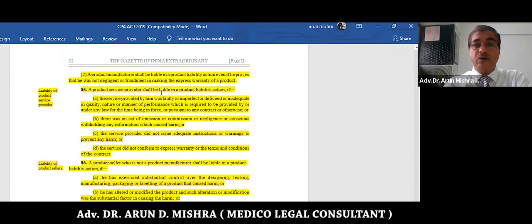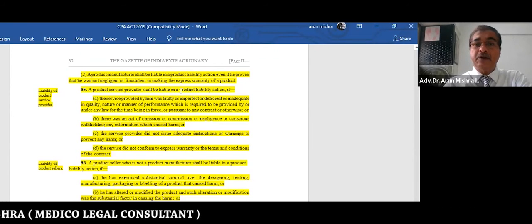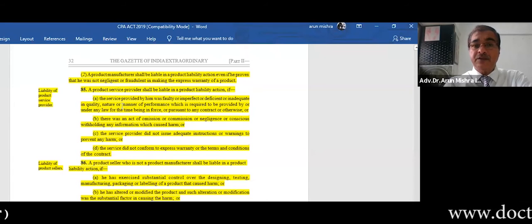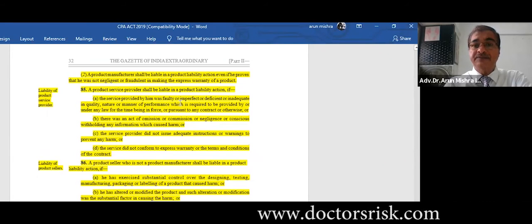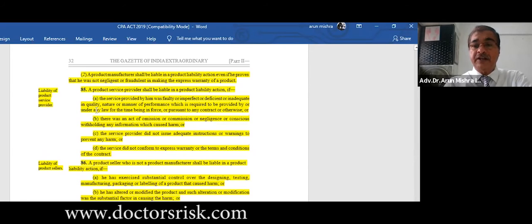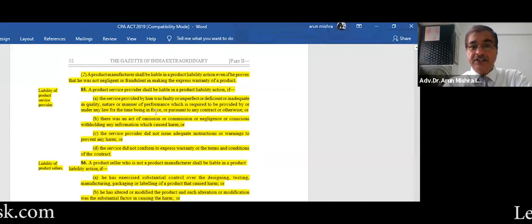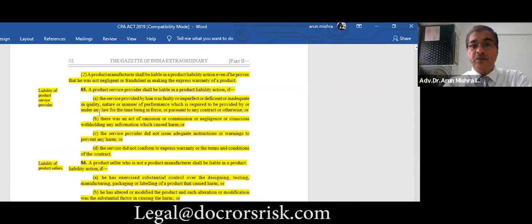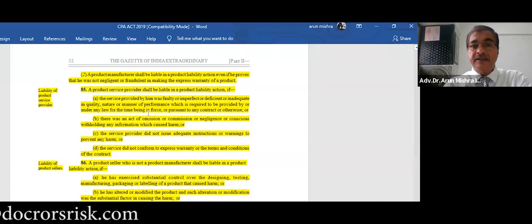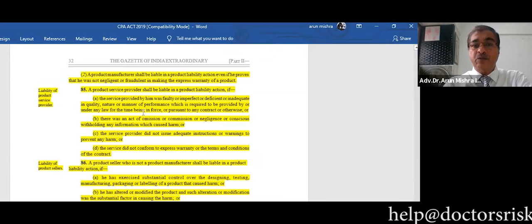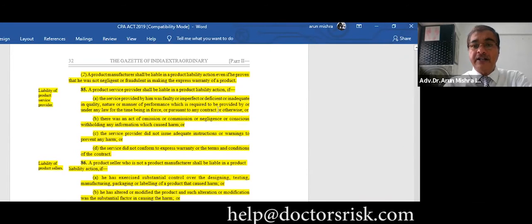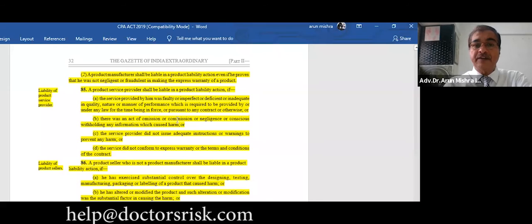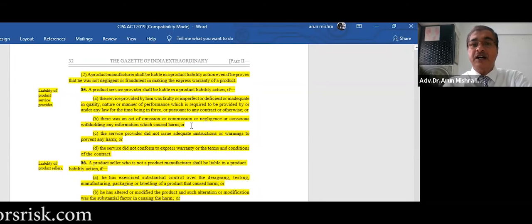A product service provider shall be liable in a product liability action if the service provided by him was faulty, imperfect, deficient, or inadequate, like service provider doctors. Nature, manner, performance. Performance means what we are doing, the operation, which is required to be provided under the law. There was an act of omission or commission or negligence, or conscious withholding of any information, which caused the harm.